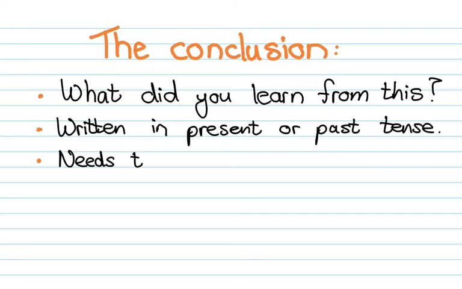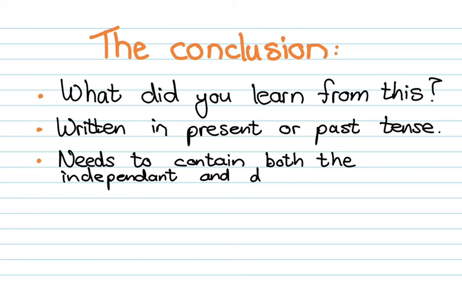Now you have to say, well, what did I learn? And what does it need to do? It needs to contain both the independent and dependent variable. It needs to have that cause and effect. So can you see how important those are? I hope so.